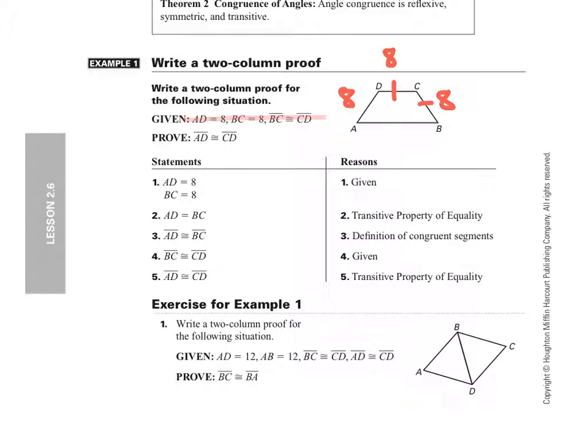I'm trying to prove that AD is equal to CD. Now I can already see that, but I've got to put in the steps why. So, because they both have 8 on them.